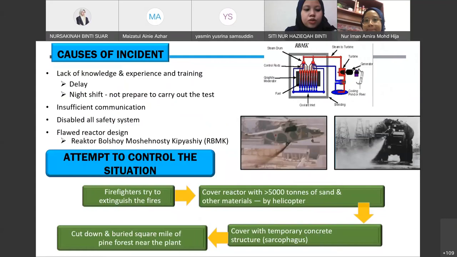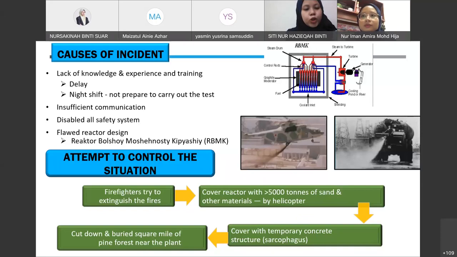So for the causes of the incident, it actually occurred due to the lack of knowledge and experience of the operator. Due to the delay, the night shift was not prepared to carry out the test, but they still carried out the test. They also had insufficient communication between the safety supervisor and the operator in charge. Most importantly, they disabled all the safety systems, which actually opposed the safety guidelines.